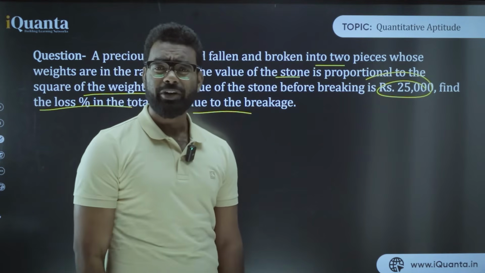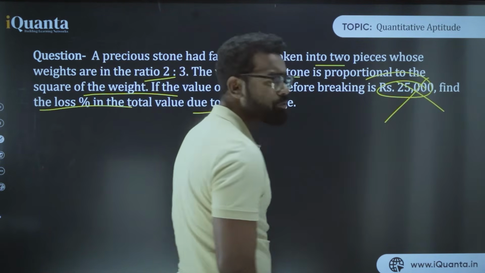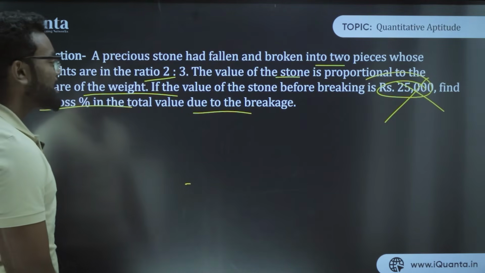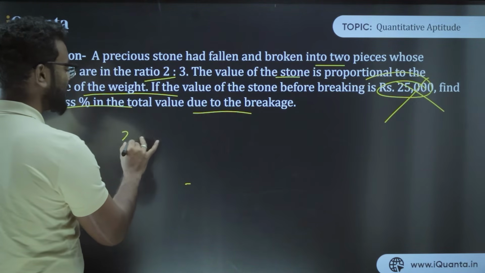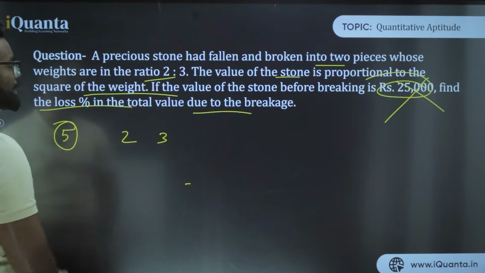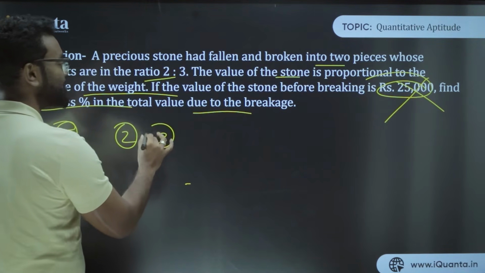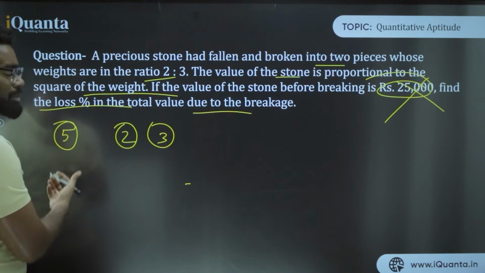So think about it, they have asked you the question in percentage. If they have asked me the question in percentage, one thing I can be very sure of, I don't need to use this value. Why? I'll show you now. Think about it, let's say there are 2 parts, 2 part and 3 part. If it is not broken, the total is 5 part. If it has been broken, one is 2 part, one is 3 part, and the total sum is 5 part.